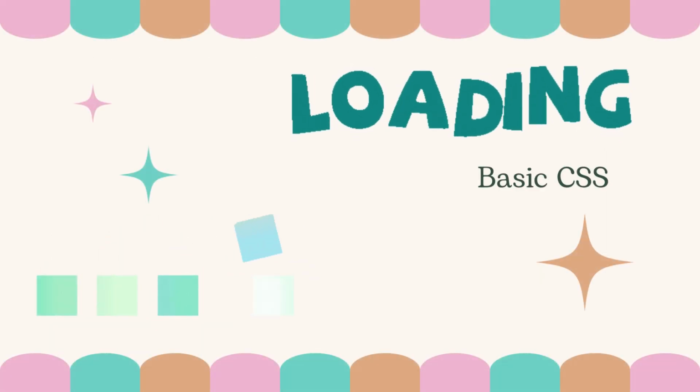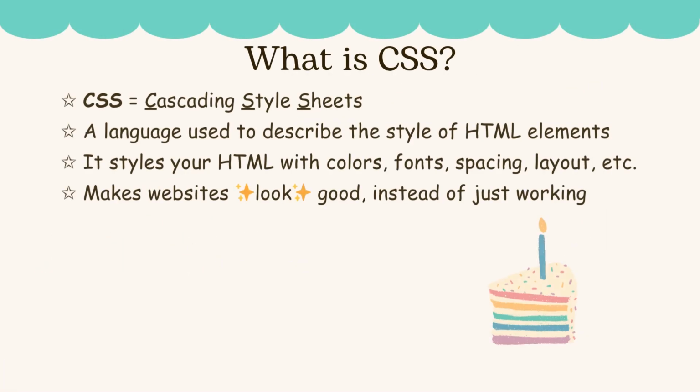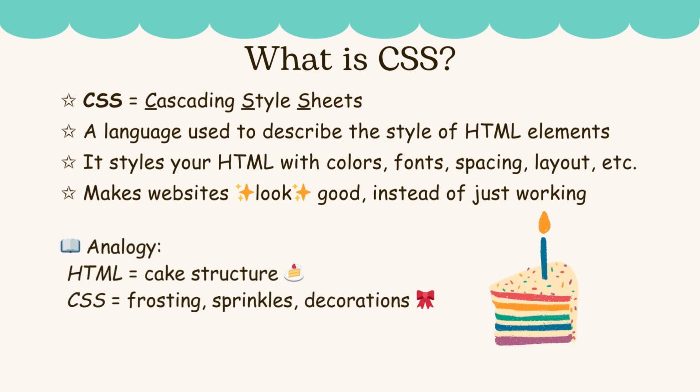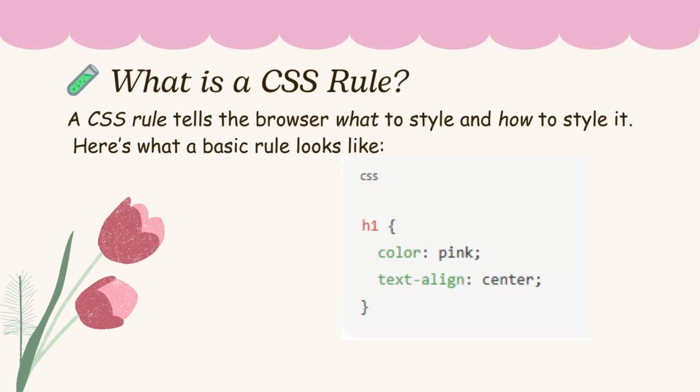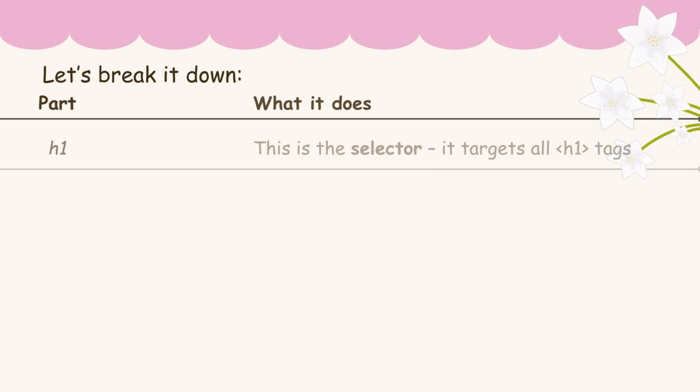Up next, basics of CSS. CSS stands for Cascading Style Sheets. It styles your page with colors, fonts, and layout. Think of HTML as a cake, and CSS as the frosting and sprinkles. A CSS rule tells the browser what to style, and how to style it. Let's look at the parts of a rule.